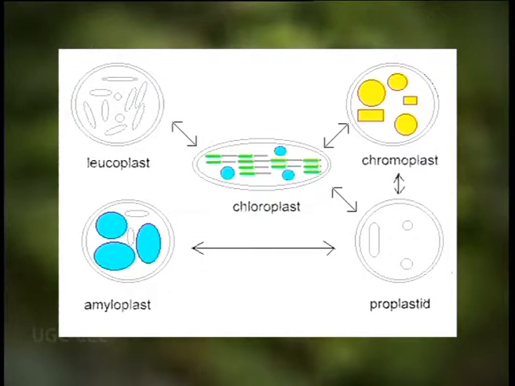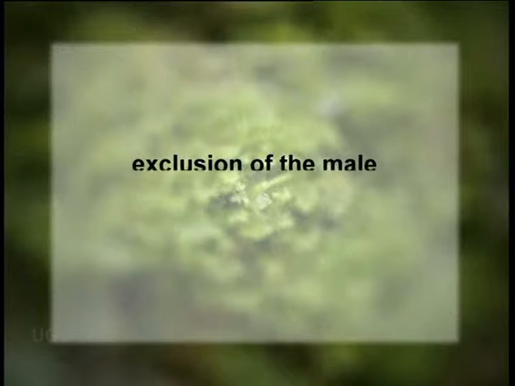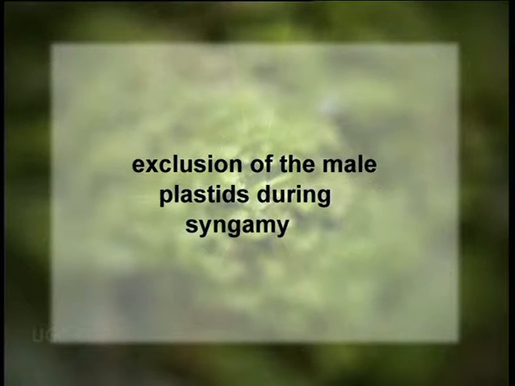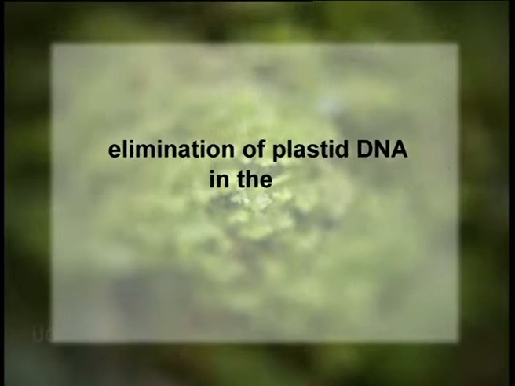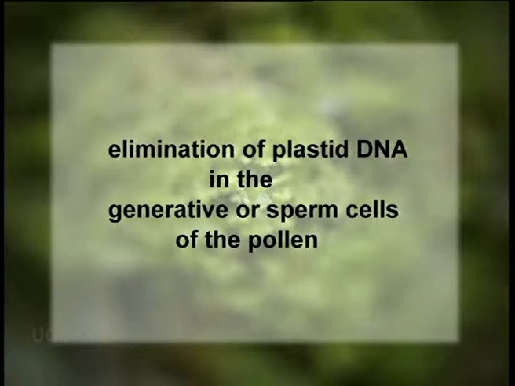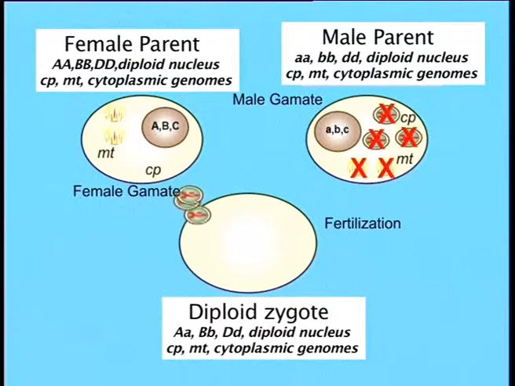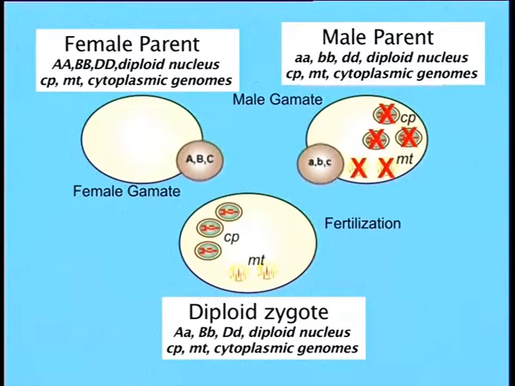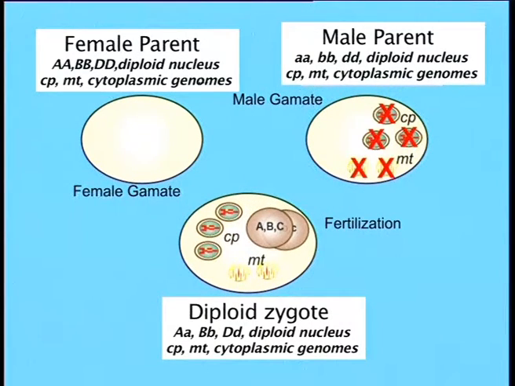The uniparental maternal plastid inheritance is dominant in angiosperms. Its cytological events are characterized as the physical exclusion of plastids, the alteration of plastids during male cell development, and the exclusion of the male plastids during syngamy. The plastid alteration is mainly caused by the elimination of plastid DNA in the generative or sperm cells of the pollen. In the biparental plastid inheritance, the generative and sperm cells contain plastids and their DNA persistently, which are regularly transmitted into the zygote and in turn into the next generation.